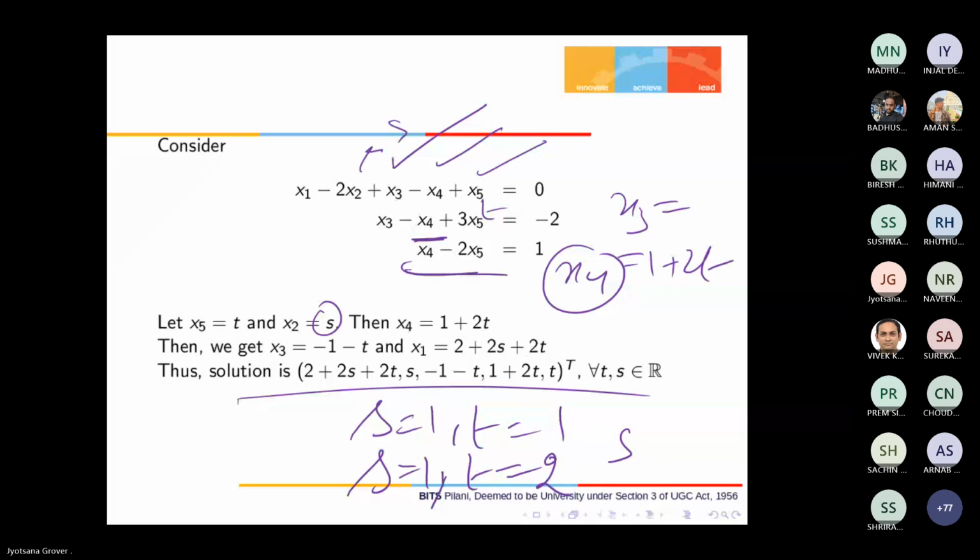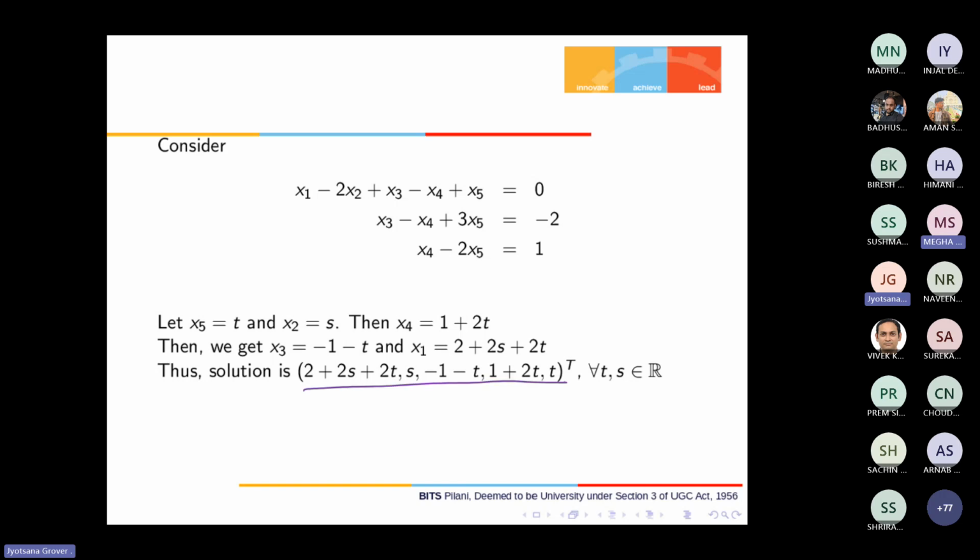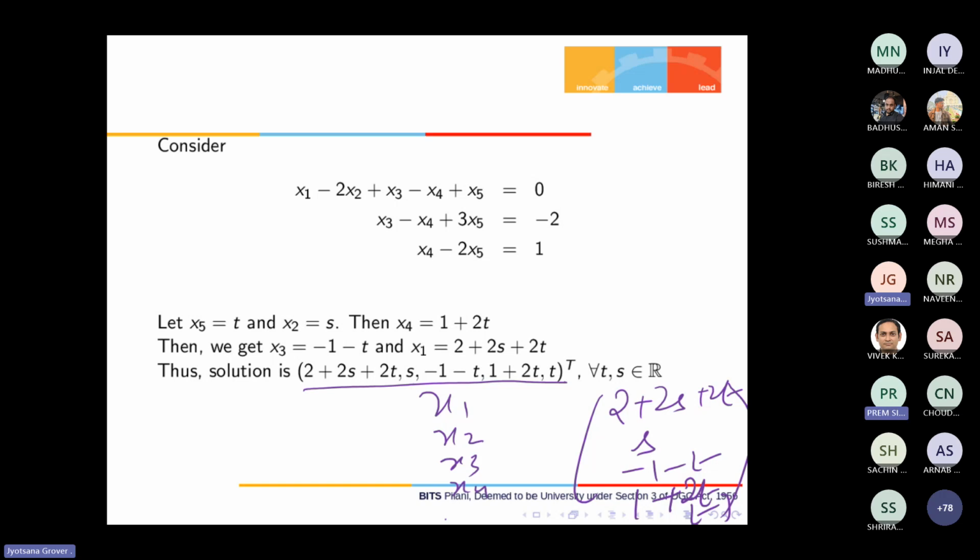Ma'am, what is the significance of capital T here? Capital T is a transpose, because a row becomes a column. So it is 2 plus 2s plus 2, s, then minus 1, then 1 plus 2t, then t. These are x1, x2, x3, x4, x5. This is the transpose. Okay. Can I go ahead if you permit?